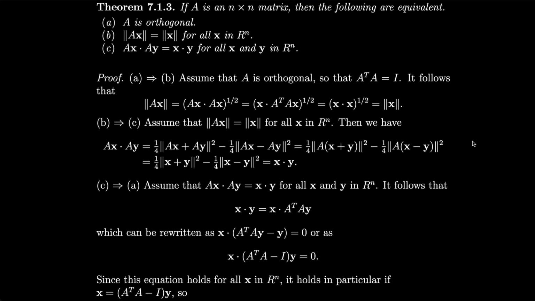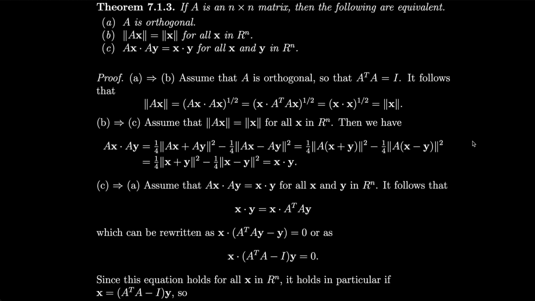If A is an n by n matrix, then the following are equivalent. A: A is orthogonal. B: The length of AX is equal to the length of X for all X in Rn. C: AX dotted with AY is equal to X dotted with Y for all X and Y in Rn. Let's prove that A implies B.